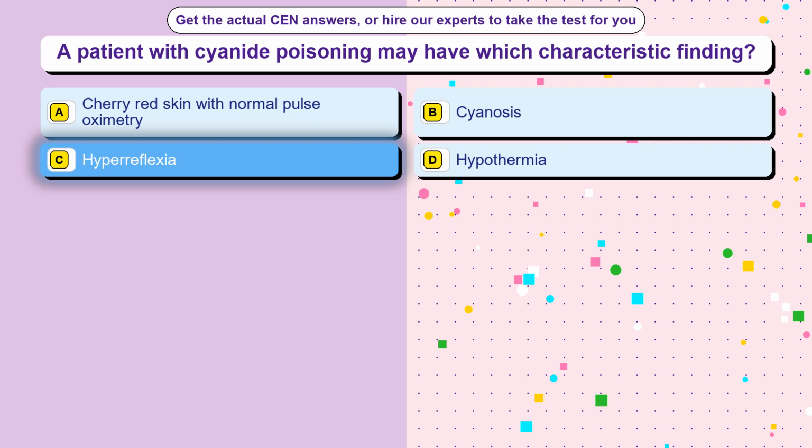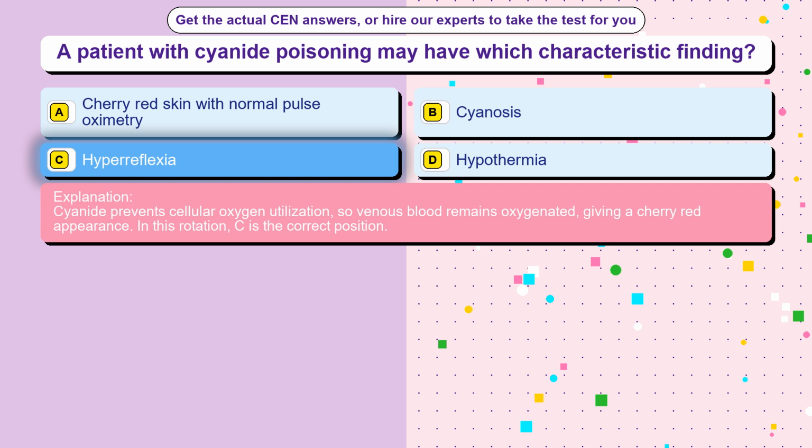The correct answer is option C, hyperreflexia. Cyanide prevents cellular oxygen utilization, so venous blood remains oxygenated, giving a cherry red appearance. In this rotation, C is the correct position.